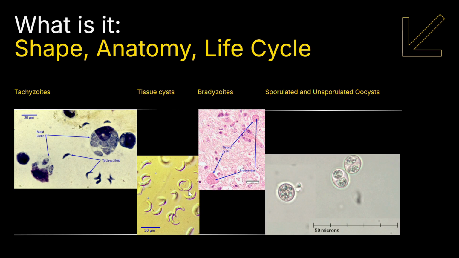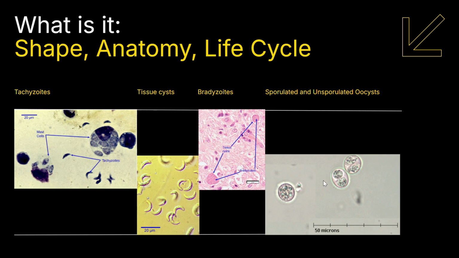Again, crescent shapes. And finally, sporozoites are formed inside environmentally resistant oocysts produced by cats. We'll talk about that more later, but this is it here. And they are very resistant, and this is the one that survives outside of a host, essentially.